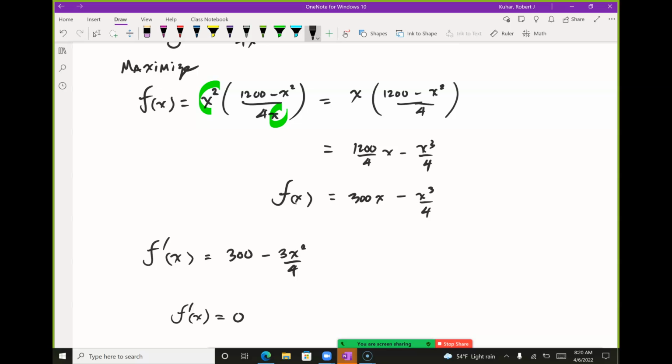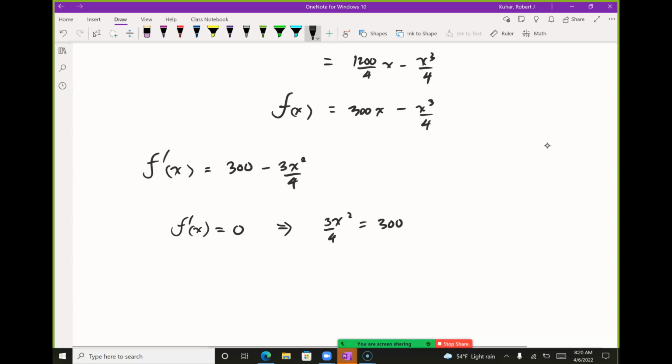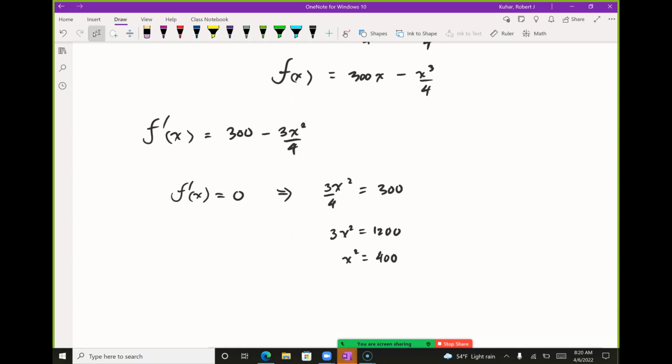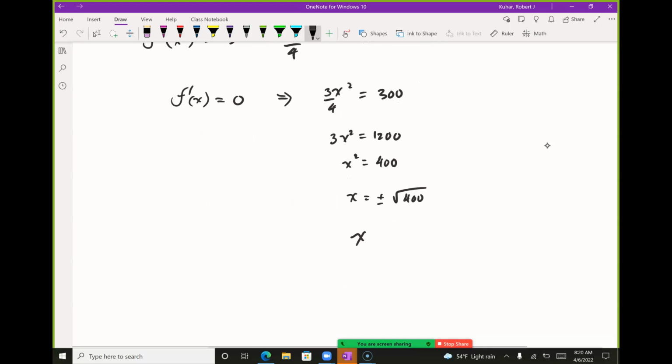So f prime of x is equal to 0 tells me that 3/4 x squared equals 300, or 3x squared equals 1200, or x squared equals 400, right? And x equals plus or minus the square root of 400, which is what, 20? And we only want the positive. And of course it's centimeters.